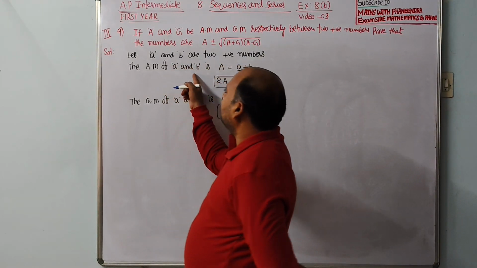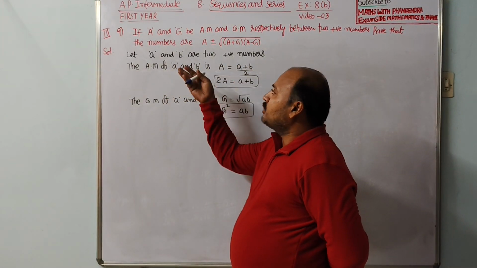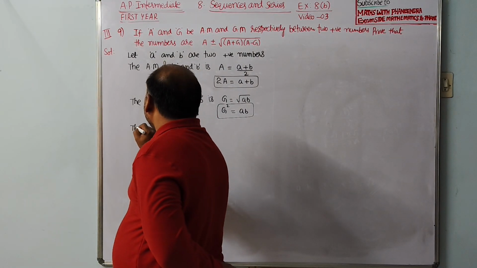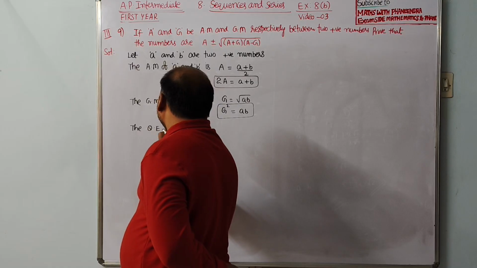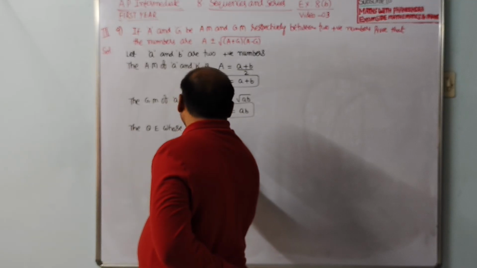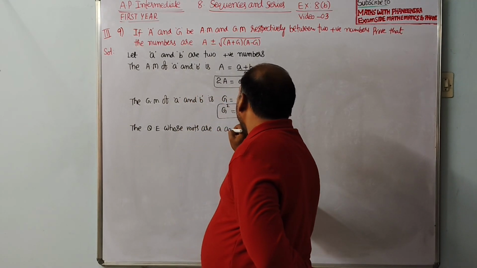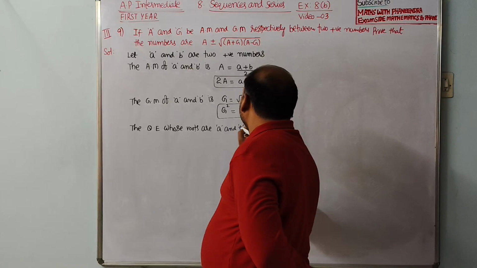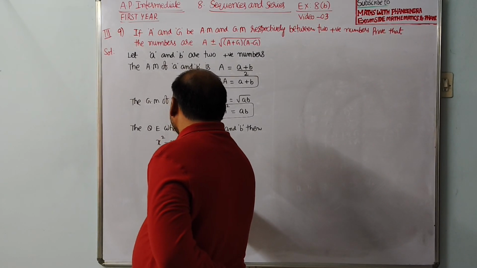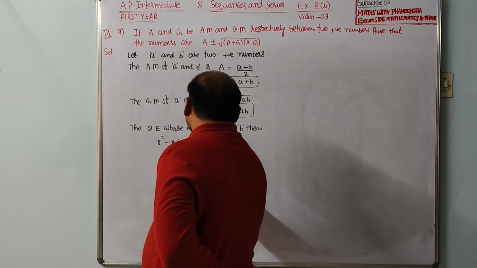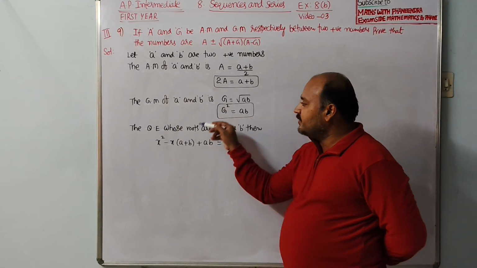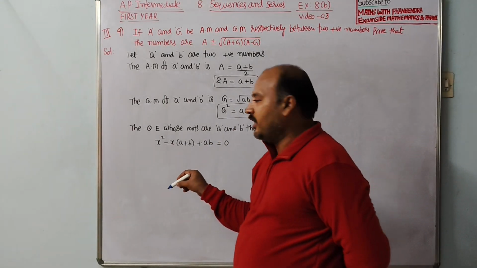So if you find out a and b are the two numbers, with that quadratic equation they are asking indirectly. So the quadratic equation whose roots are a and b, then x square minus x into (a plus b) plus ab is equal to 0, no? So in place of a plus b replace with 2A, in place of ab replace with G square.